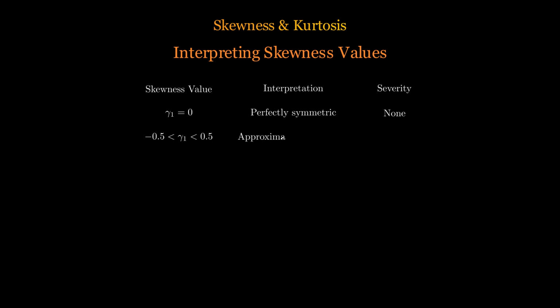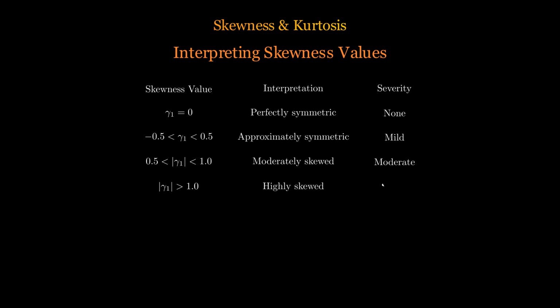How do we interpret the skewness number? A value of exactly 0 means perfect symmetry. Values between -0.5 and +0.5 are considered approximately symmetric. Most parametric tests will still work fine. Values between 0.5 and 1.0 in absolute value signal moderate skew. You should consider a data transformation.